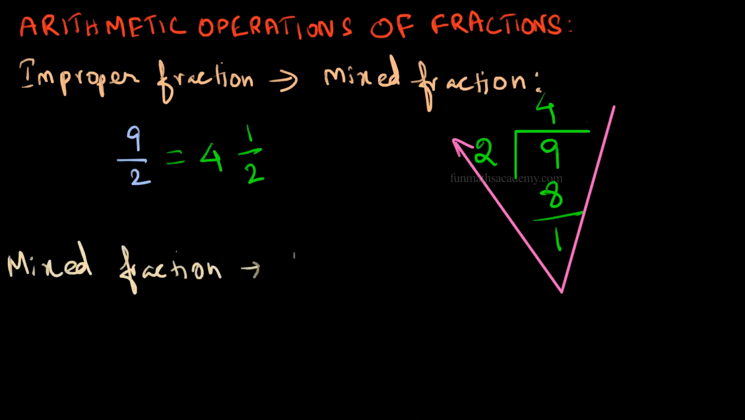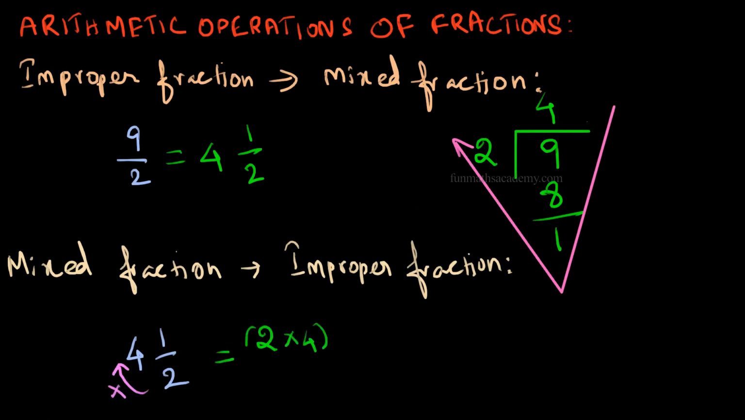Now to write a mixed fraction as an improper fraction, we need to multiply the denominator and the whole part and add the product with the numerator. This way, we get the numerator for the improper fraction. The denominator of the mixed fraction will be the denominator of the improper fraction too.